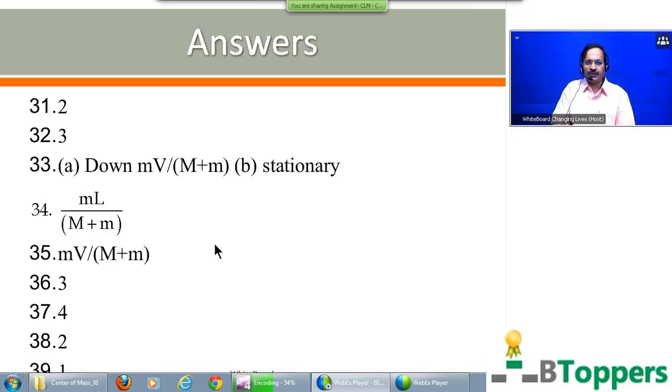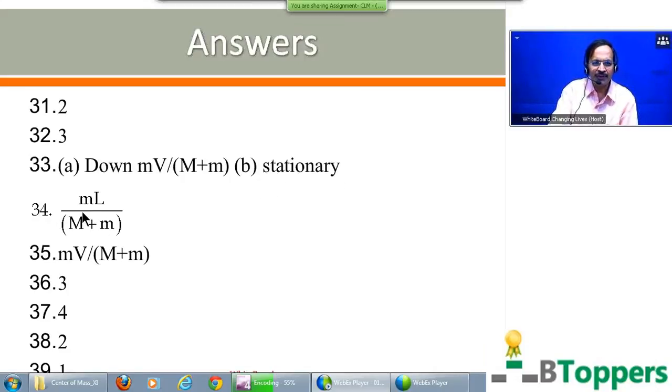First, I have shown the answers for questions numbering 31 to 39. You can copy the answers or check up your answers. I will once read out these answers. For question number 31, second option is answer. For question number 32, third option is answer. For question number 33, part A of the question, down, and magnitude of velocity required is small m into capital V by capital M plus small m. That is magnitude of velocity with which a balloon moves, and balloon moves in the downward direction. And for part B of the question, stationary. That is the balloon remains stationary.